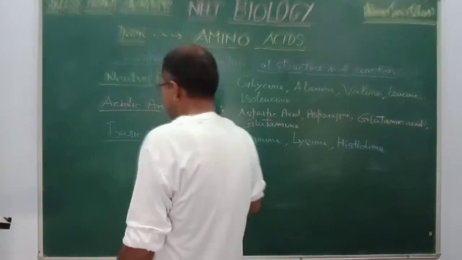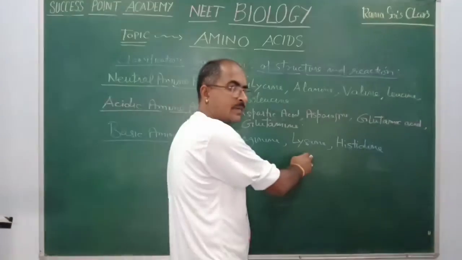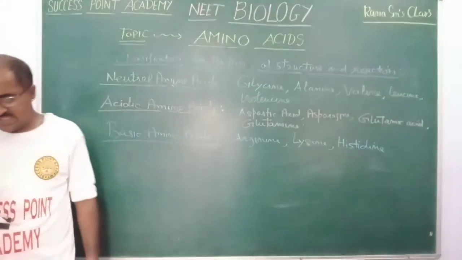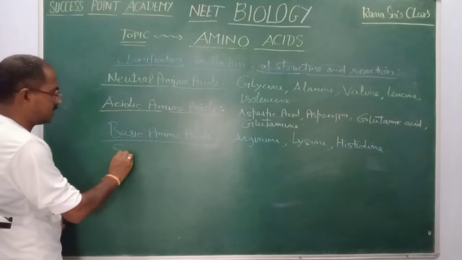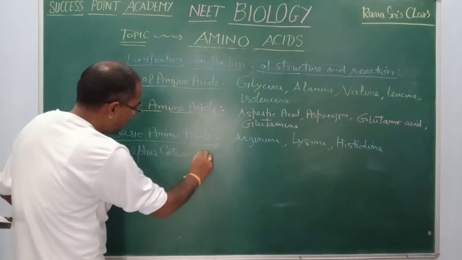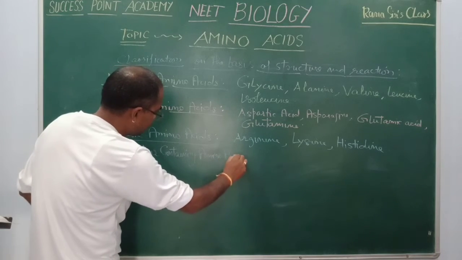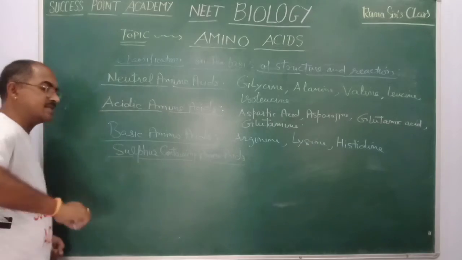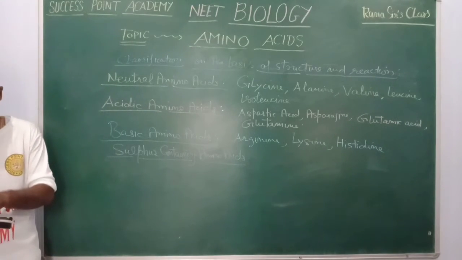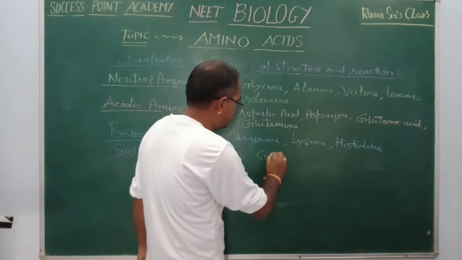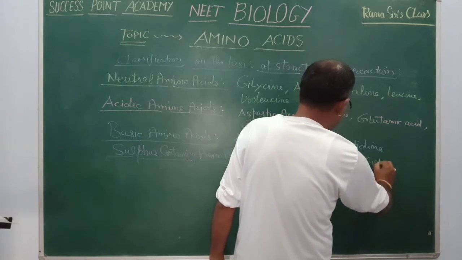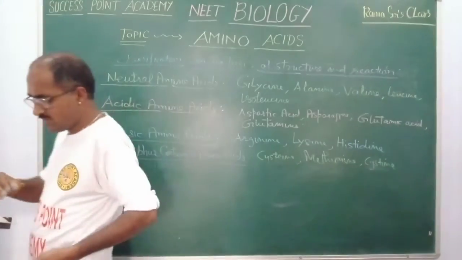This is what there is in the basic amino acid group. Okay. Then we have sulfur containing amino acids. Write it down. Sulfur containing amino acids. The name itself tells you that there will be the element sulfur in these amino acids. Cysteine, methionine. These are the examples of sulfur containing amino acids.